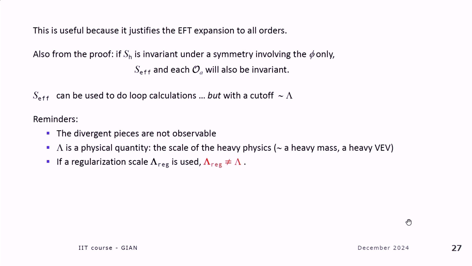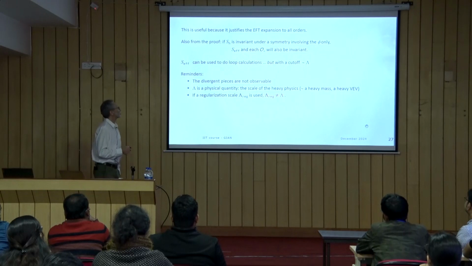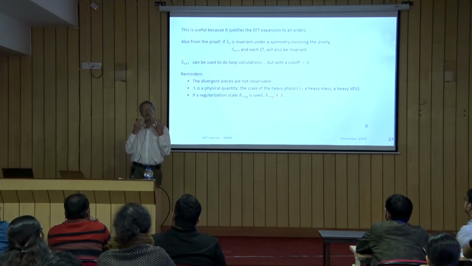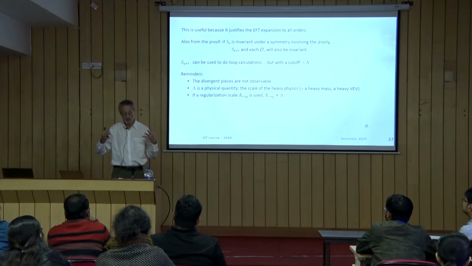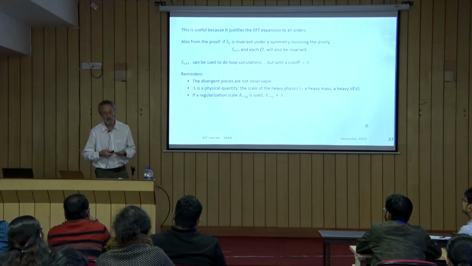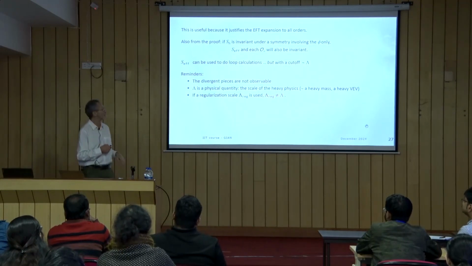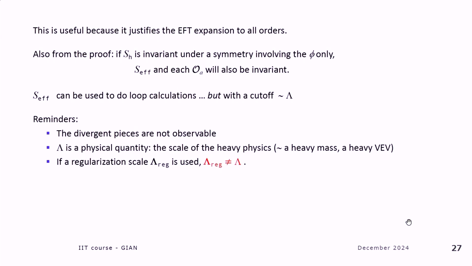From the proof, you also find that if SH, the heavy guy, is invariant under a symmetry that involves only the light fields, then S effective inherits that symmetry. S effective can certainly be used in doing loop calculations, but again, this is an effective theory that assumes that you have integrated out heavy modes of order lambda. If you just put a few of the terms of S effective into your loop calculations, then you're assuming tacitly that you are not able to see the heavy guys, and somehow you must restrict the formalism of doing loop calculations to energies below the scale of the new physics, because you've assumed already that you don't see it.